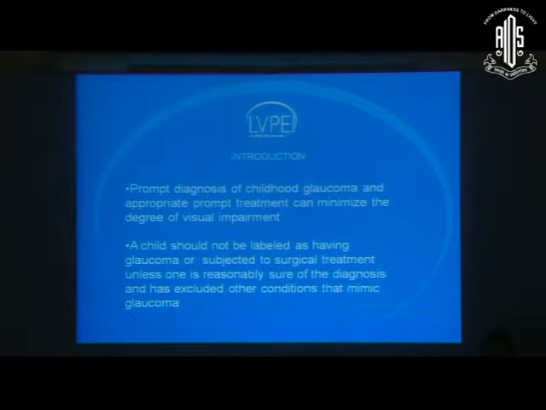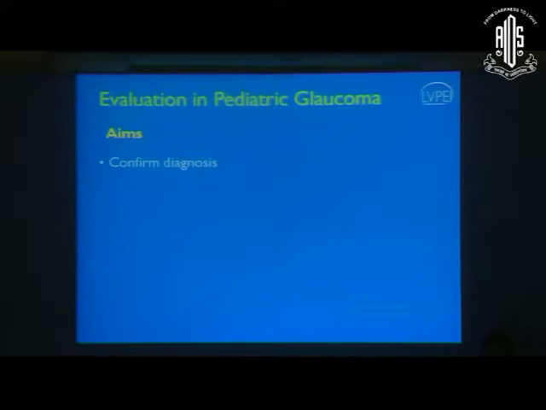Prompt diagnosis of childhood glaucoma and appropriate prompt treatment can minimize the degree of visual impairment, and a child should not be labeled as having glaucoma or subjected to surgical treatment unless one is reasonably sure of the diagnosis and has excluded other conditions that mimic glaucoma.